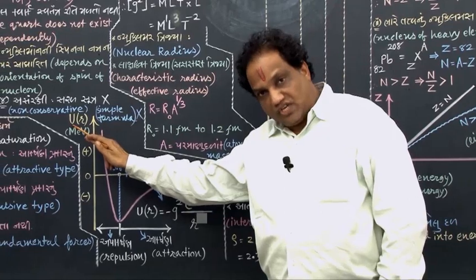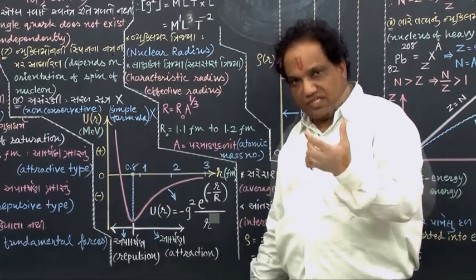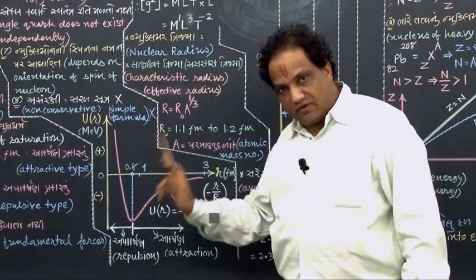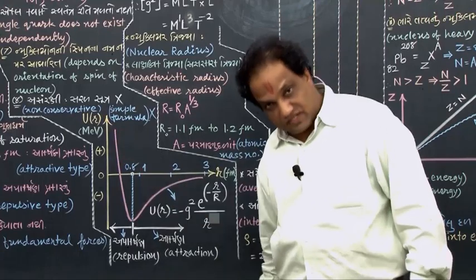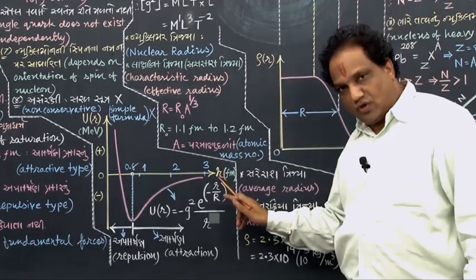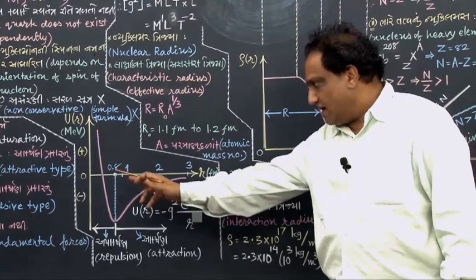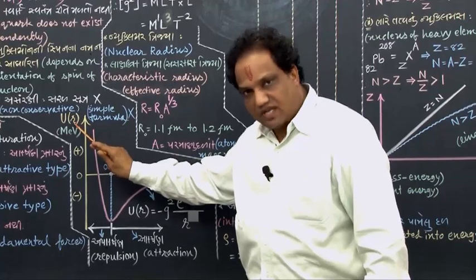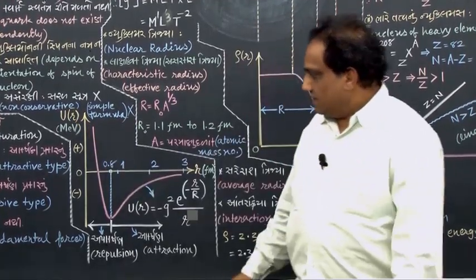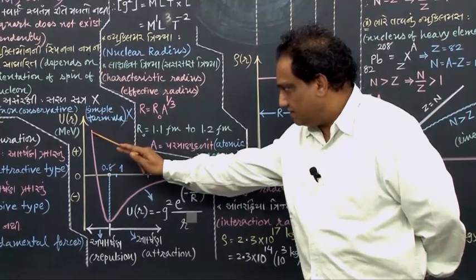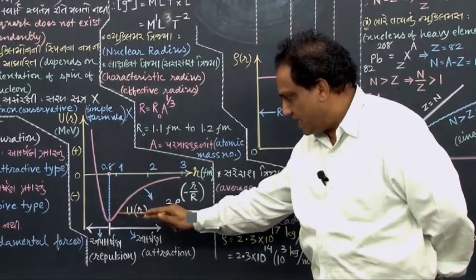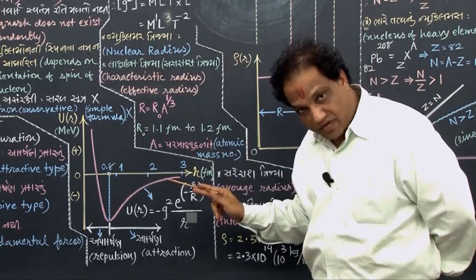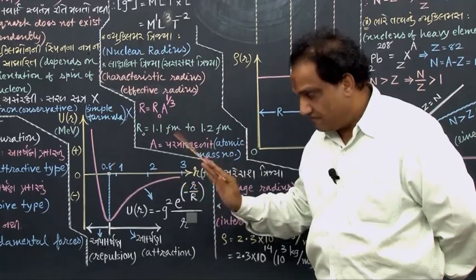The potential energy of a system of two nucleons separated by distance r, I have taken in this graph on the y-axis, and the distance between two nucleons measured in Fermi I have taken on the x-axis. Fine. So this potential energy is a function of distance r between two nucleons. That graph is found to be like this. Look, you must show the same shape in the examination. You must not change the shape, okay? Retain the same shape. Fine.